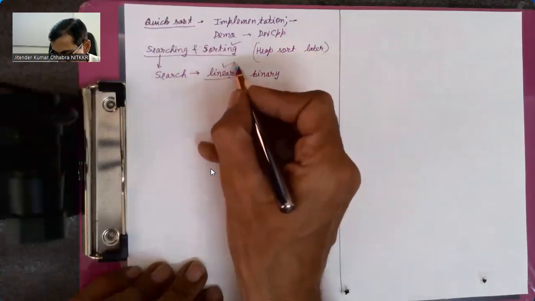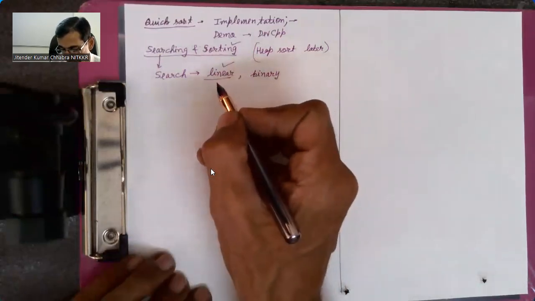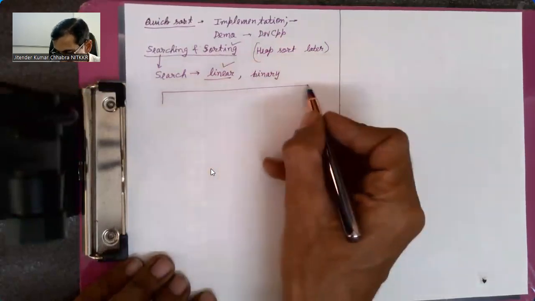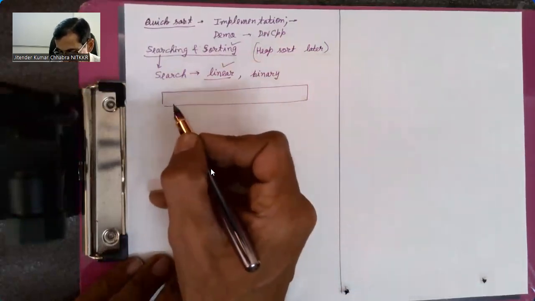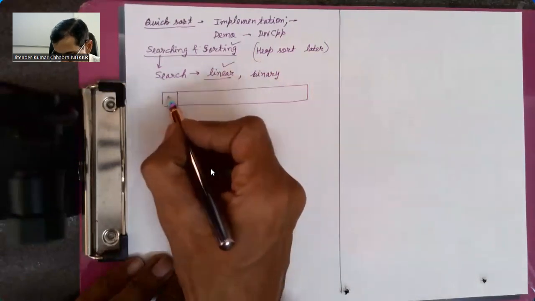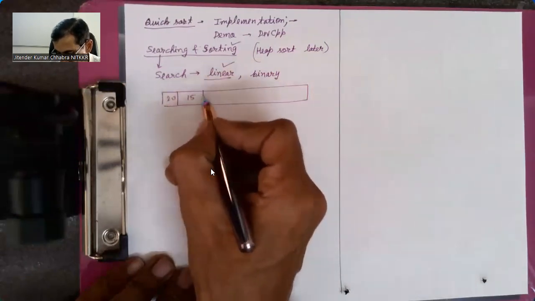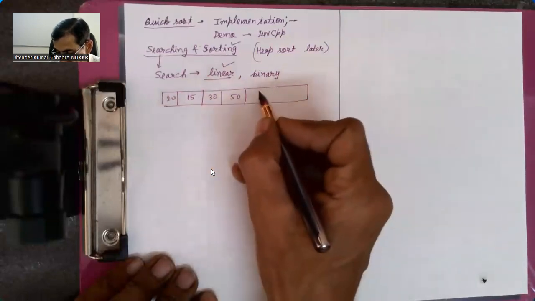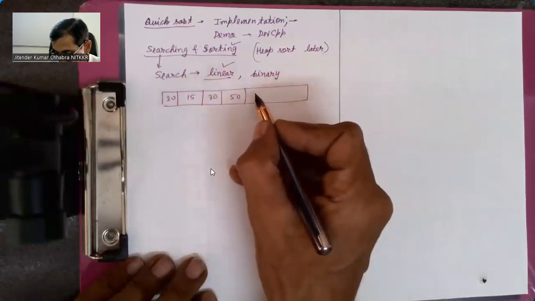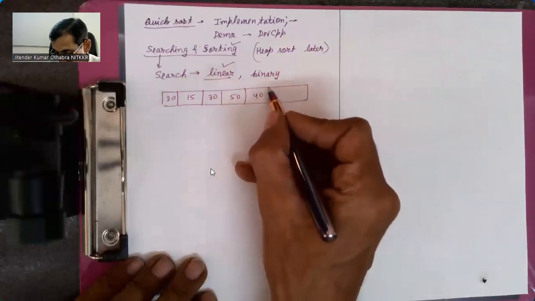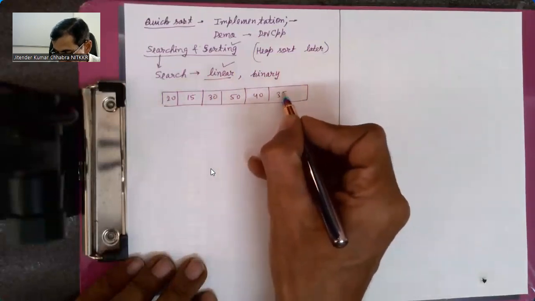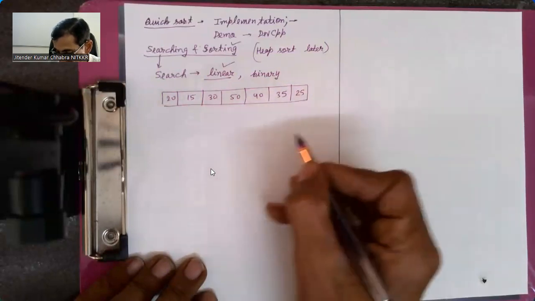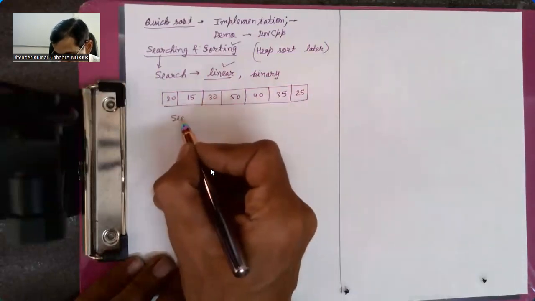Linear search, knowingly or unknowingly, you have done already. Linear search simply means you have a list and you want to find whether a particular element is present in the list or not. Say you have data 20, 15, 30, 50, some random list, not a sorted list, not in any particular order. It could be any data anywhere. So if I have data like this, then maybe I'm interested to search, let's say, for 40.